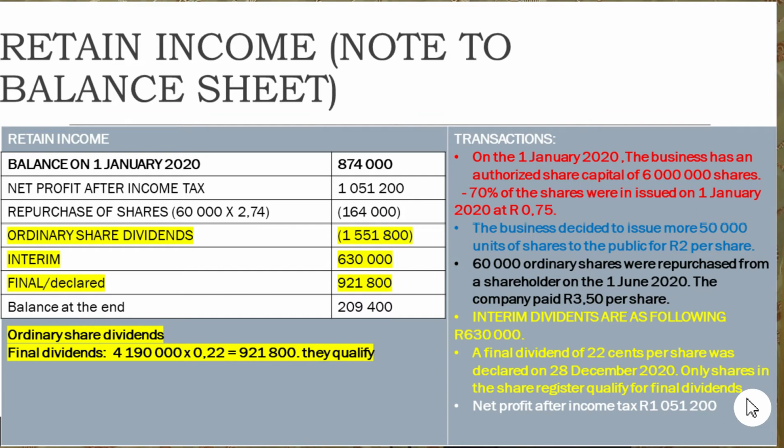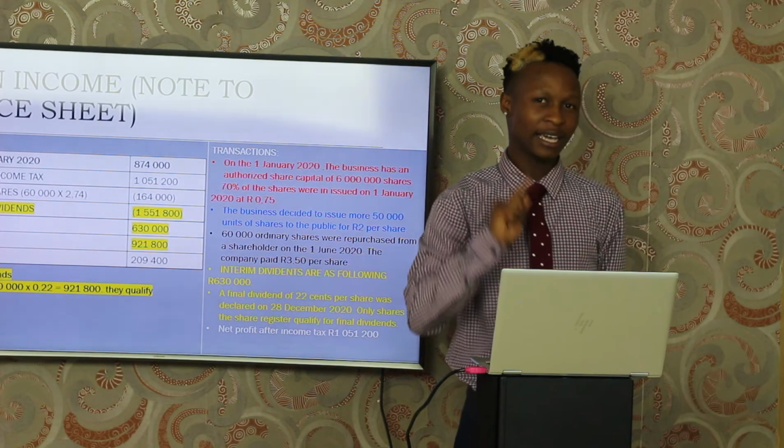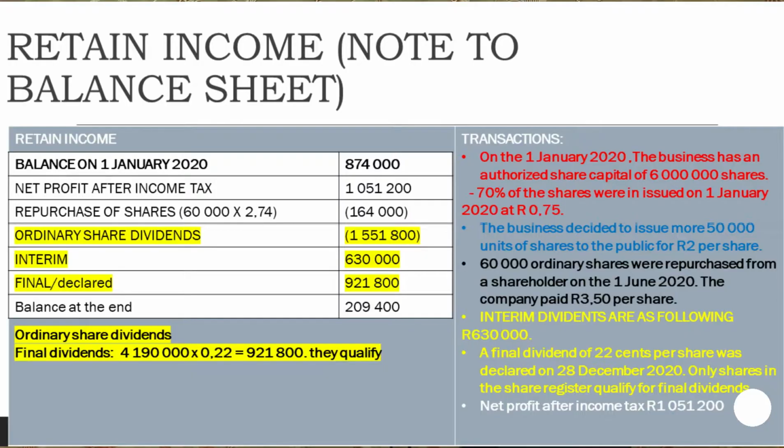Now here's the trickiest part. We are declaring. Now we are distributing final dividends to our shareholders. The transaction says a final dividend of 22 cents per share was declared on the 28th December 2020. Only shares in the share register qualify for final dividend. That's why I'm saying it's very important to know your date. When did we distribute our final dividends? At the end of the financial year, which is 28 December 2020.